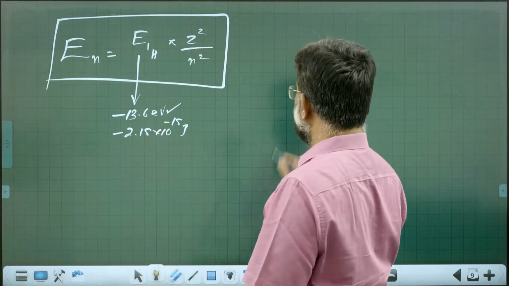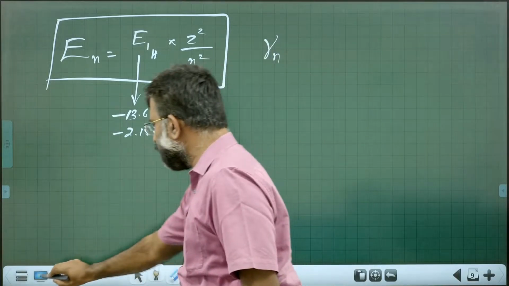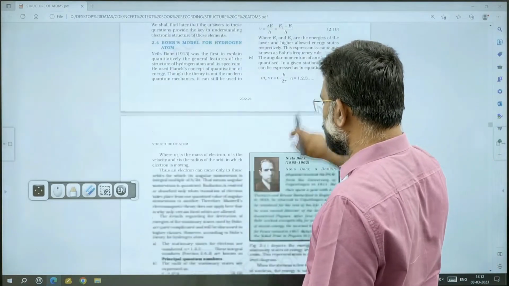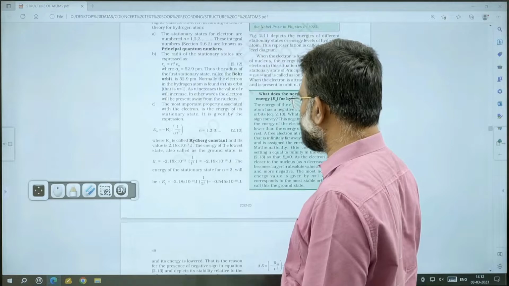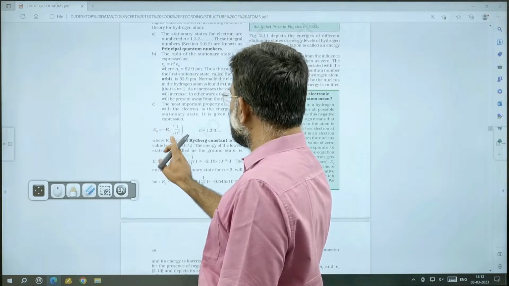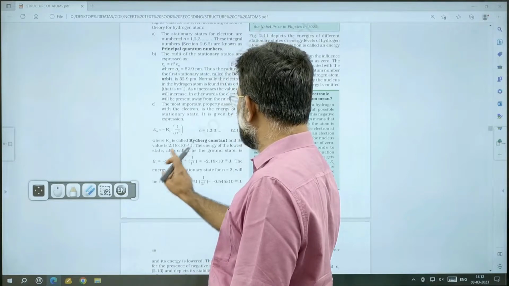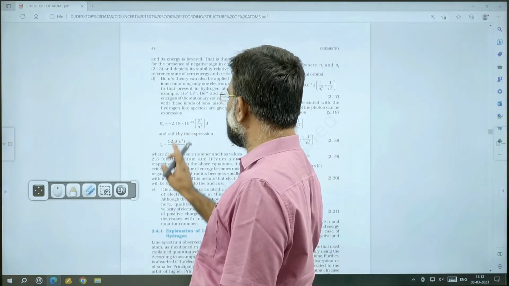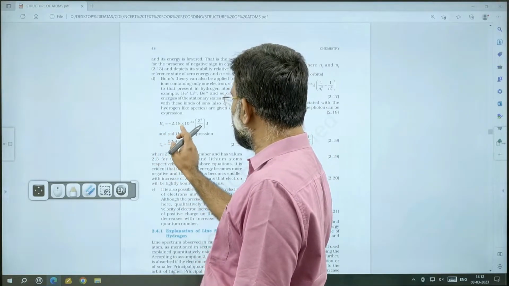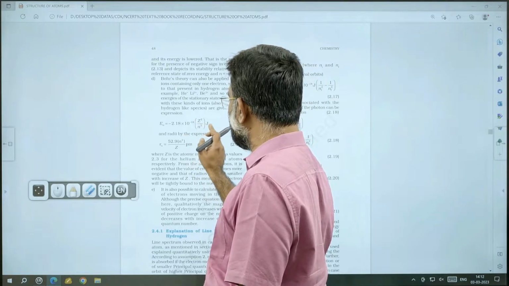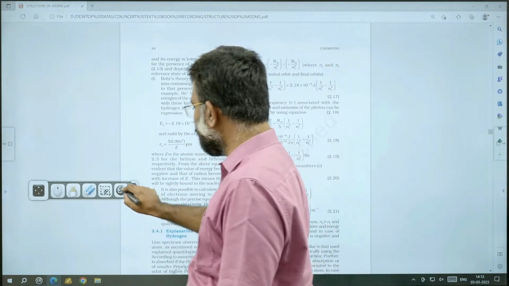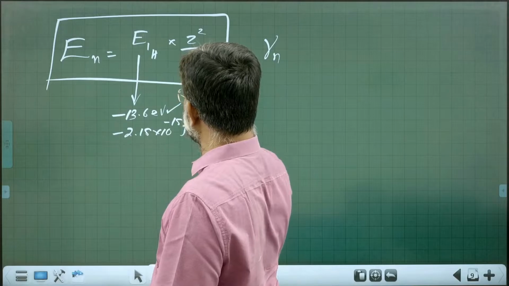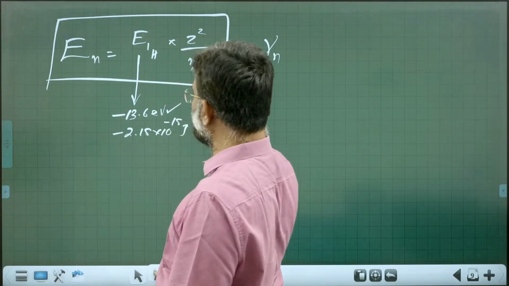Then radius of nth orbit. All these formulae are there in the text. You can find all these in the text. You see that? En is equal to minus 2.18 into 10 power minus 18 Z square by N square joules. Right? I have written in electron volt also. So En is equal to this much electron volt into Z square by N square, or this much joules into Z square by N square.